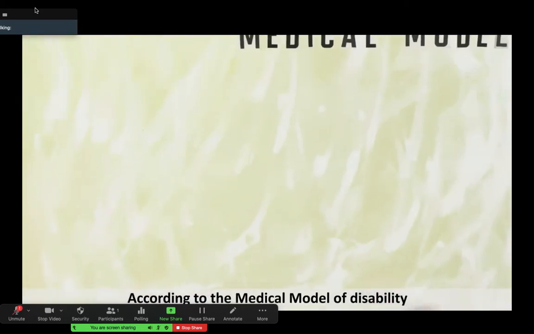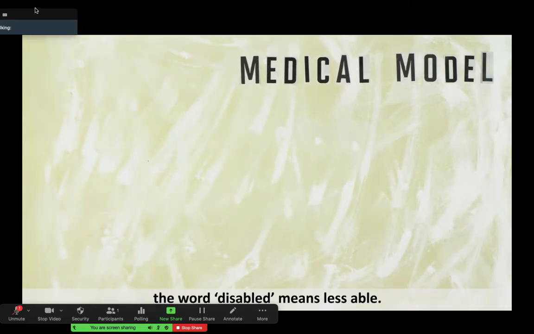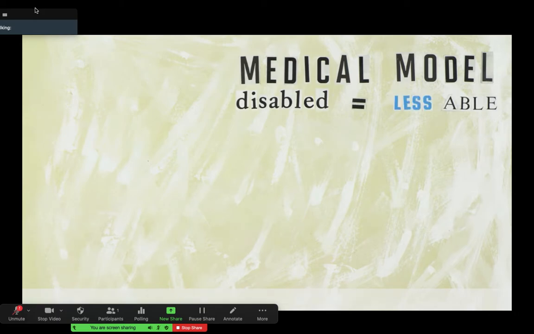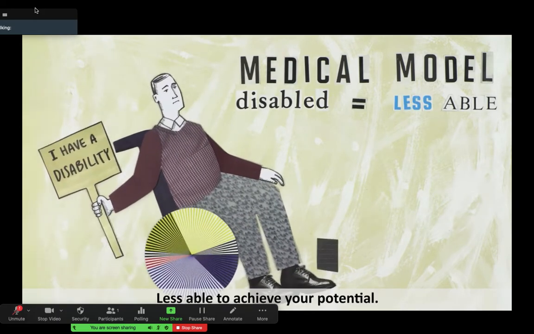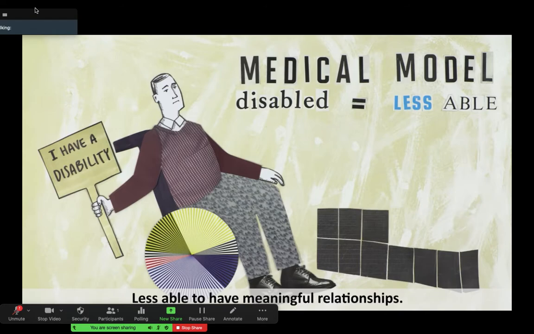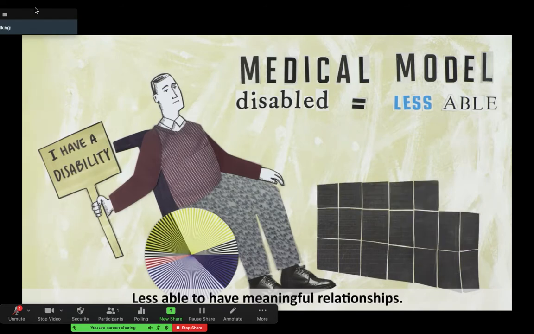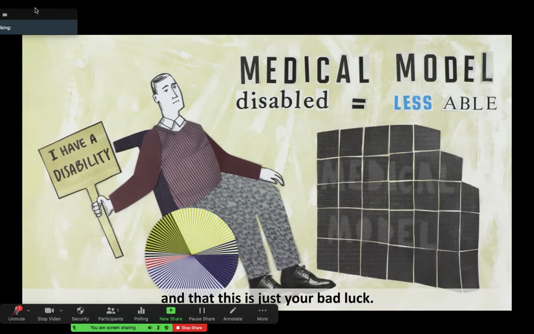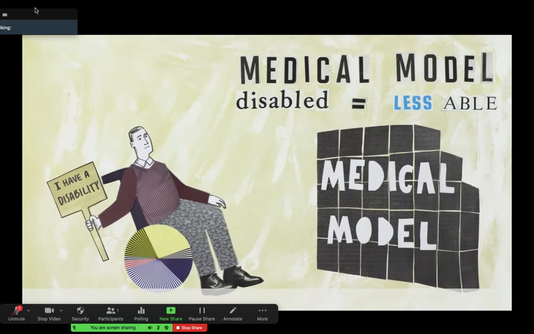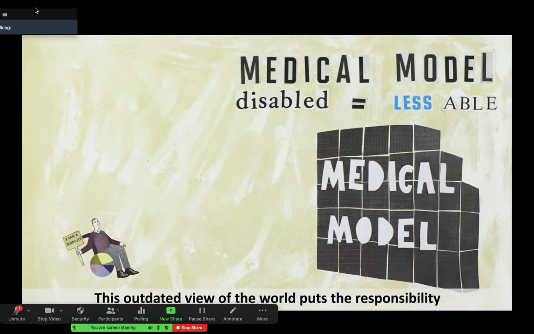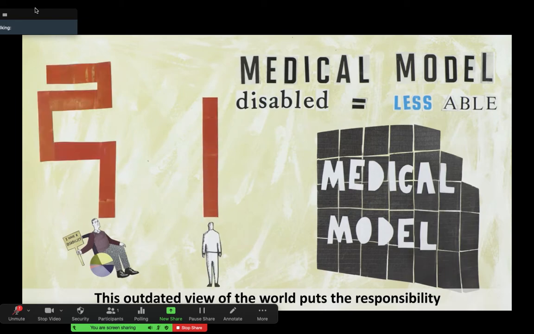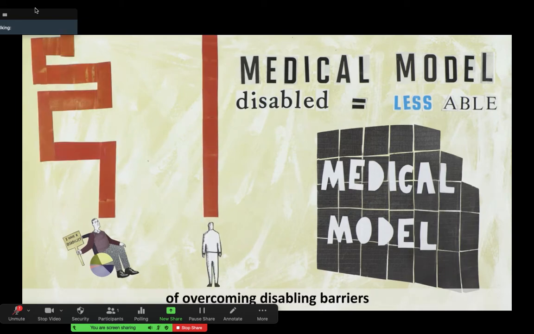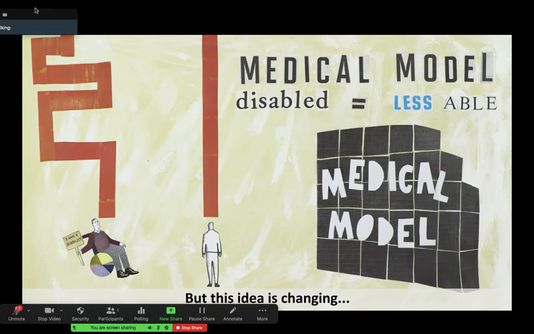According to the medical model of disability, the word disabled means less able. Less able to achieve your potential, less able to have meaningful relationships, less able to play an active part in the world around you, and that this is just your bad luck. This outdated view of the world puts the responsibility of overcoming disabling barriers on the person with an impairment. But this idea is changing.